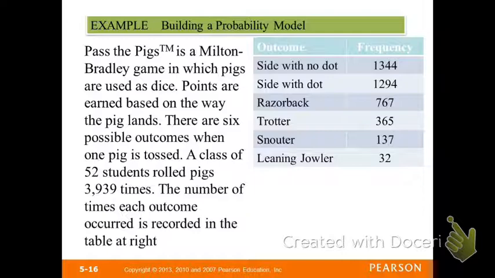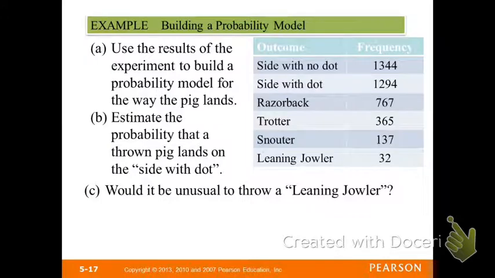Now, this is an experiment, right? This is an experiment because points are earned, there are 6 possible outcomes, and the class did it 3,939 times. We get the experimental outcomes, and that's recorded. So we could take each of these outcomes and talk about the probability. Use the results to build a probability model for the way the pig lands.